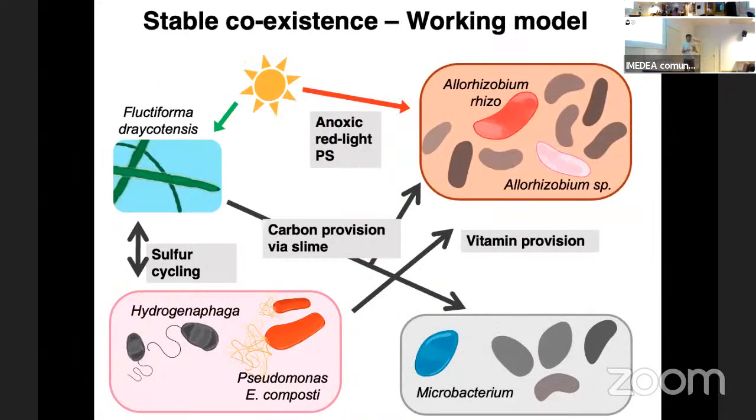So this leads us to a working model about the interactions in the system in terms of metabolic exchanges, but also anoxic and oxic environments, which can maybe create some microenvironments for the different bacteria to survive and be selected for.